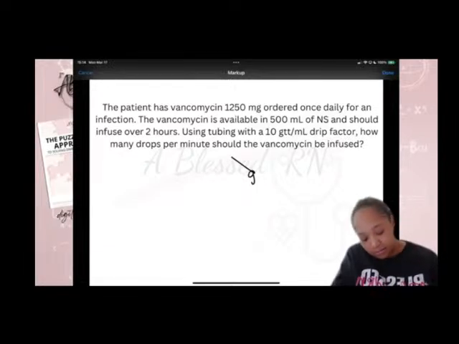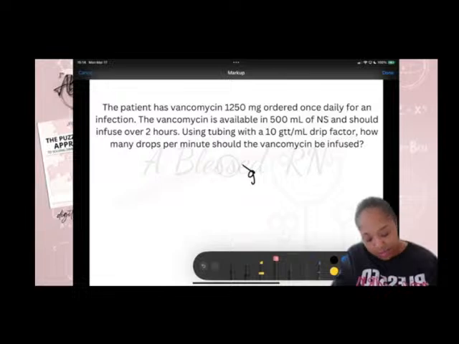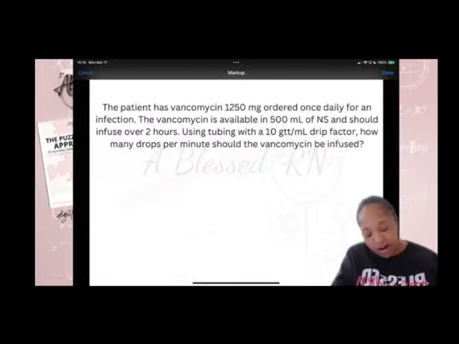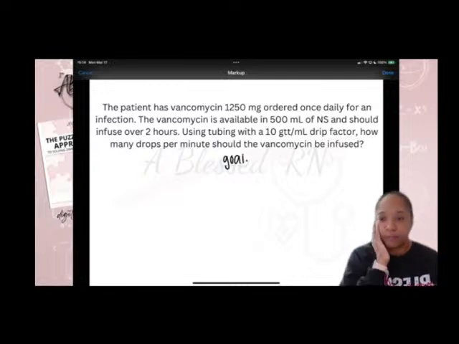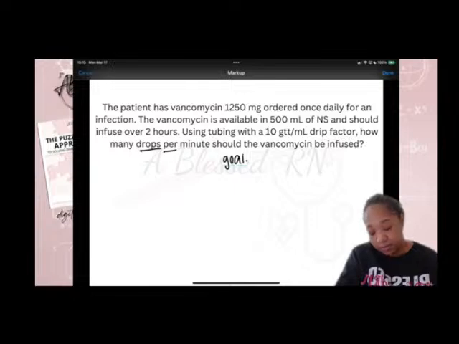So what is, whoa, what are you doing, Apple Pencil? What is our goal here? What are we looking for? What if I put 40 times 120, then multiply that answer by 2? Will that still work? 40 was desired. Yeah, that's your desired over halfway. Our goal, drops per minute.